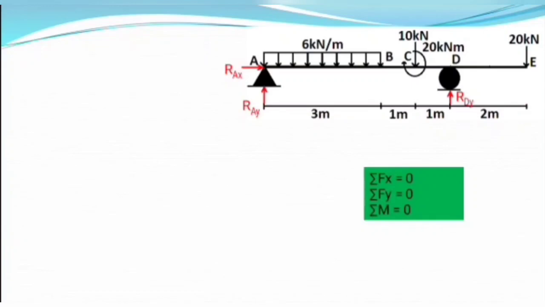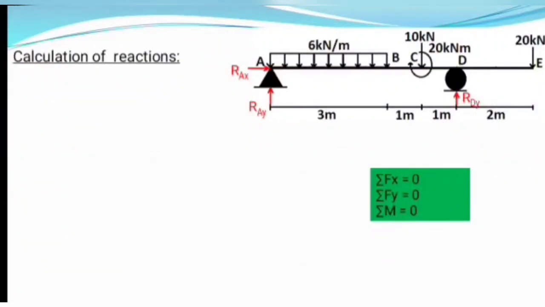Summation Fy equals to 0, which means summation of all the vertical forces acting on the beam is equal to 0, and summation M equals to 0 is the moment equation, which means summation of moment about any point of the beam is equal to 0. Let's proceed to the calculation of reaction forces.